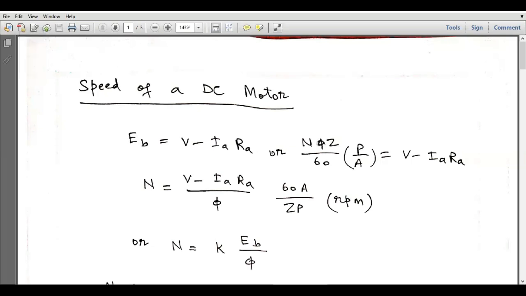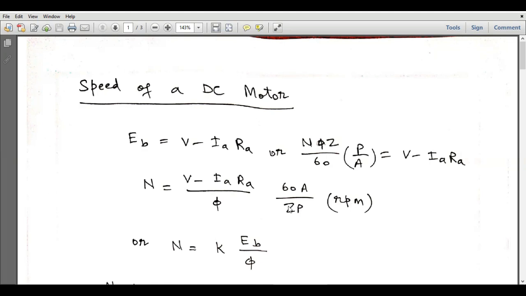In this lecture, I will discuss the speed of a DC motor. We know that back EMF in a DC motor, Eb, is equal to V minus IaRa, and back EMF is equal to N phi Z over 60 into P over A, so that will be equal to V minus IaRa. From this expression, we can evaluate the speed in RPM. So N will be equal to V minus IaRa divided by phi, multiplied by 60A divided by ZP. So this is the speed in RPM.